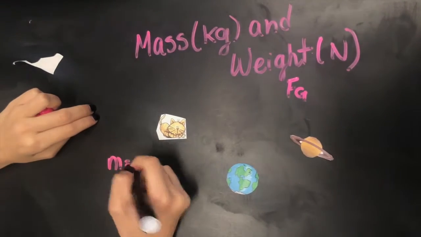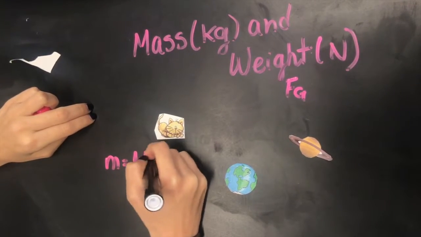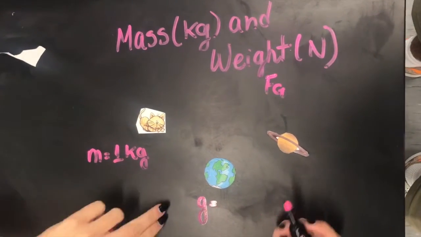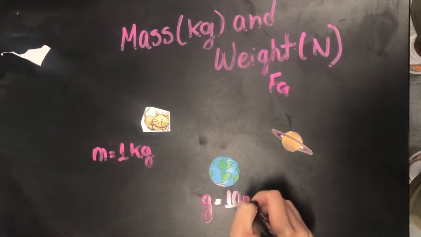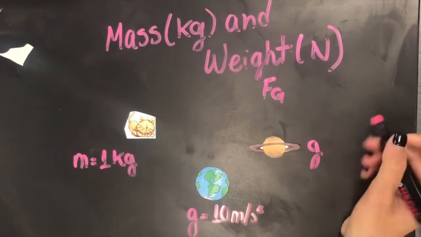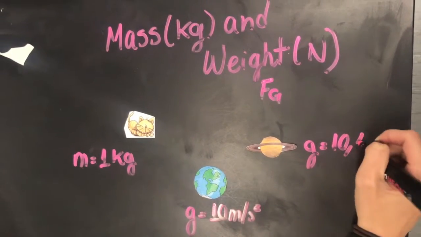As an example, I have the cat. His mass is equal to 1 kilogram. I have that the acceleration due to gravity on the Earth is 10 meters per second squared, and the one in Saturn is 10.44 meters per second squared.